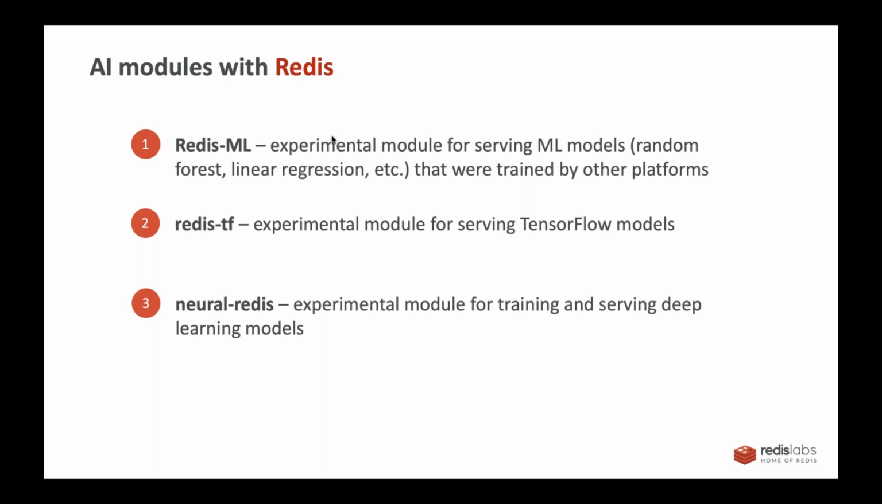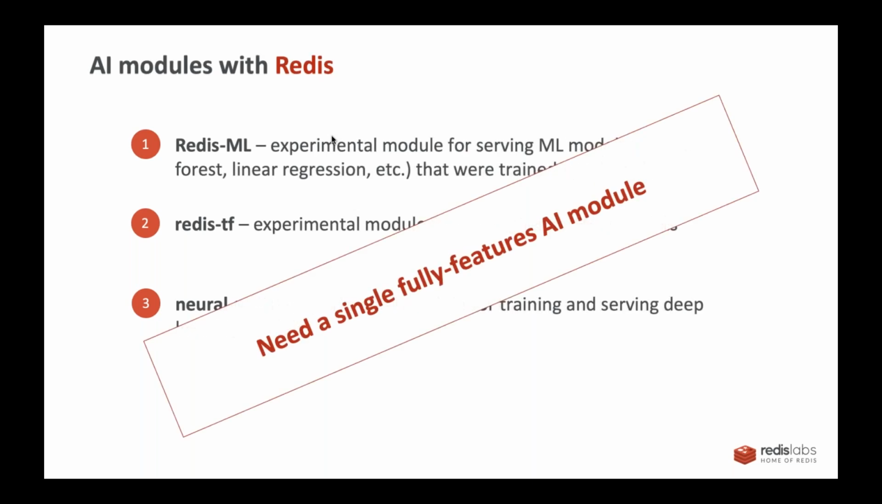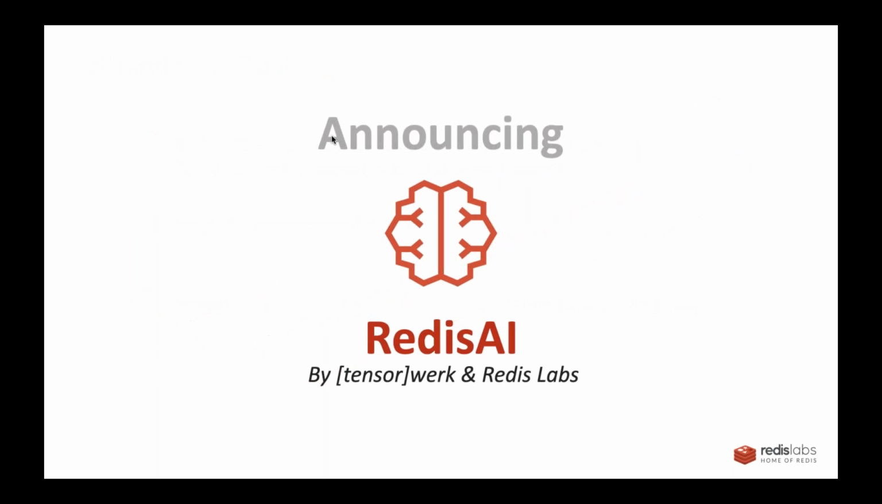So the problem was it was kind of fragmented, and we didn't have a single fully featured AI module. In the last few months, we've really worked towards that goal, like saying this is one AI module. So that's Redis AI, which is also a few weeks old as far as its official announcement. We worked with a partner on this, TensorWorks, and we worked with them to create a really compelling solution for AI.